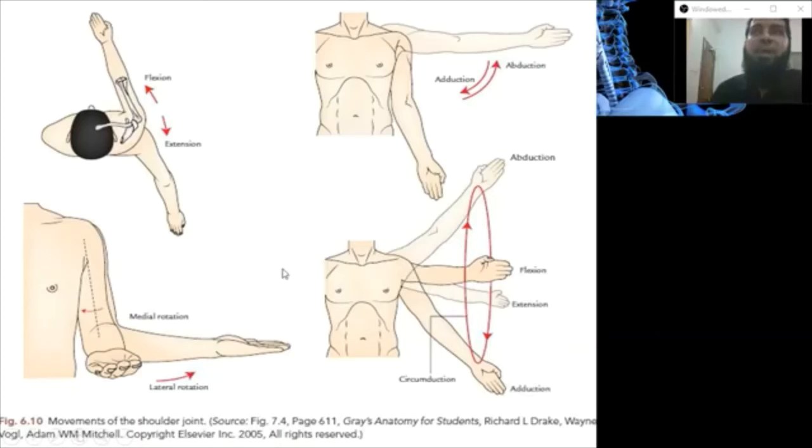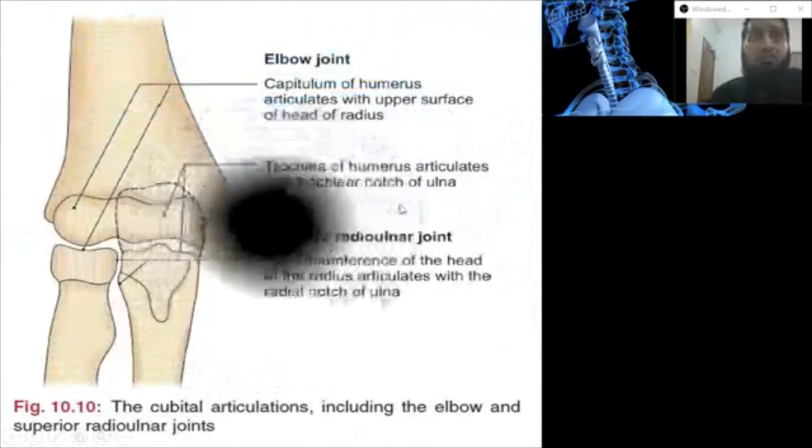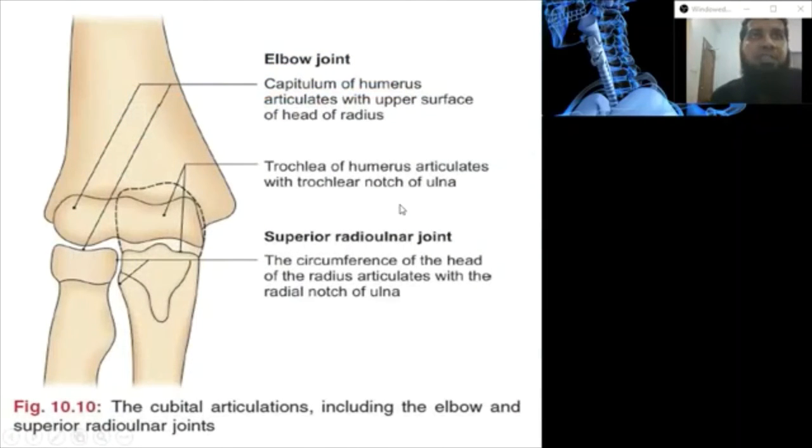So this figure shows all the movements of the shoulder joint. You have to show the movement of the shoulder joint. This is the elbow joint. Elbow joint is a uniaxial joint. It is a hinge variety of synovial joint. Two movements occur here: one is flexion, one is extension.